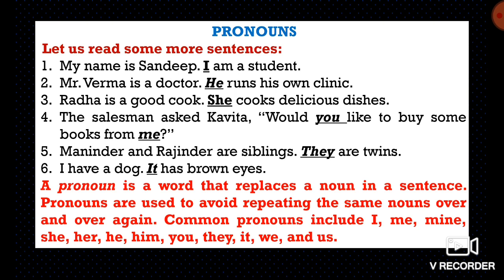It has brown eyes. Students, in the above sentences, the words I, he, she, you, me, they, and it are used in the places of nouns like Sandeep, Mr. Verma, Radha, salesman, Kavita, Maninder, Rajinder, and dog. These words are known as pronouns.